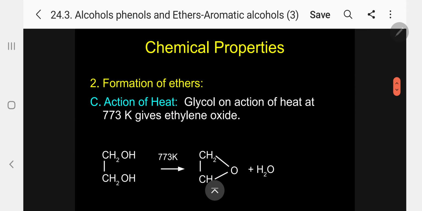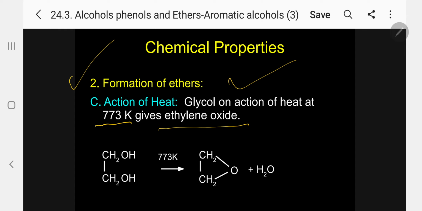The next one, formation of ethers. C. Action of heat. Glycol on action of heat at 773 Kelvin gives ethylene oxide. That is epoxide, ethylene epoxide or ethylene oxide. So, by eliminating water at 773 Kelvin, we are getting this cyclic ether.